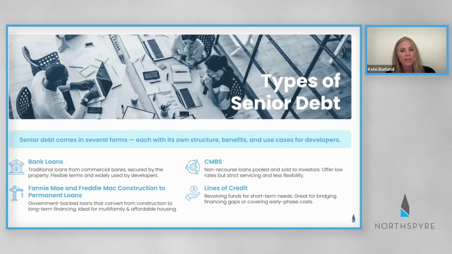CMBS, which is a commercial mortgage-backed security, they do some construction financing too. These are actually a little more flexible around borrower terms, but actually have some strict servicing requirements. So these are also generally non-recourse loans on the CMBS side. And then I think it's important for a developer that lines of credit also can sit in the senior debt position. I think a lot of developers look at lines of credit to help round out their capital, or if they need additional capital along the way. And a line of credit will also sit in that senior debt position.